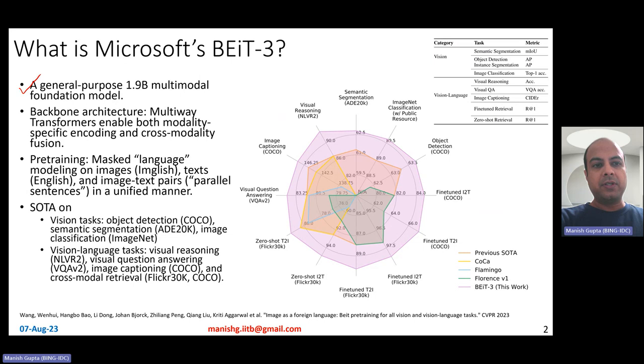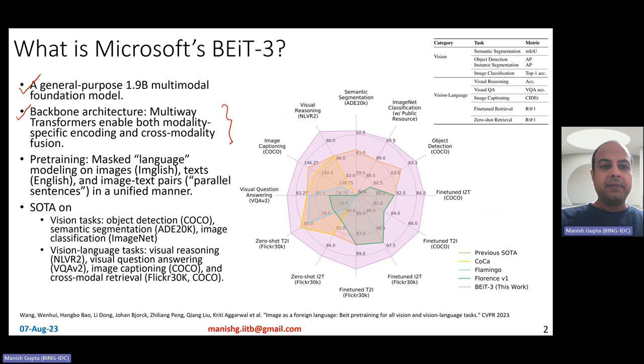It has a backbone architecture which has been created using a modification of something called Multiway Transformers that enables both modality specific encoding for text and images. Multimodal here means text and images, and it also enables cross modality fusion. I'll talk about it in more detail in the next slide. But the takeaway is that it uses Multiway Transformers for good modality specific encoding as well as cross modality fusion of information.